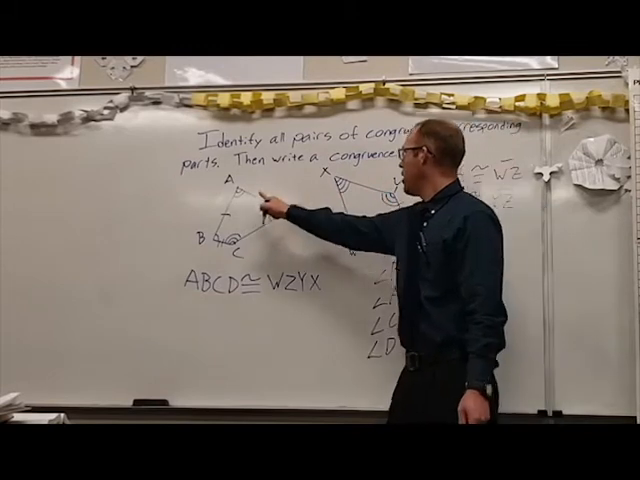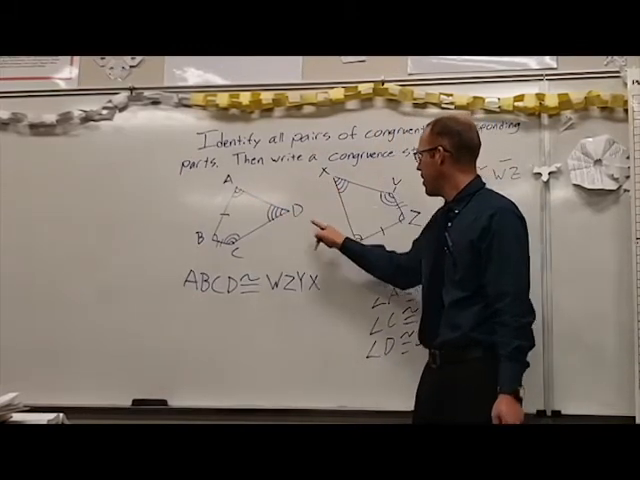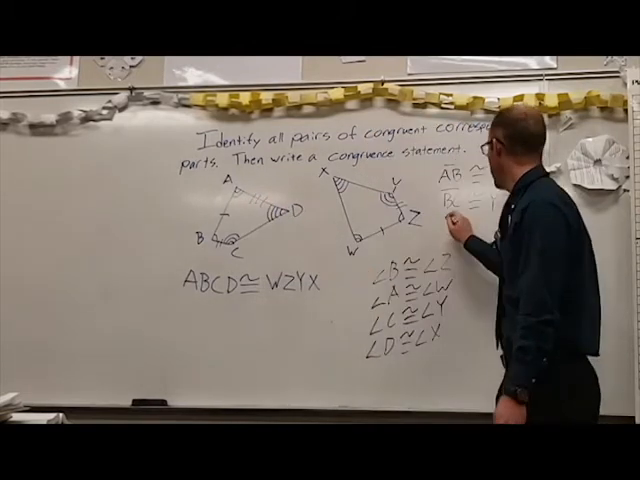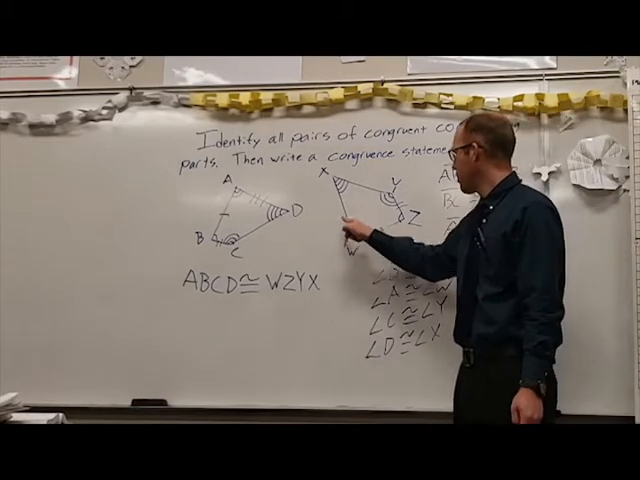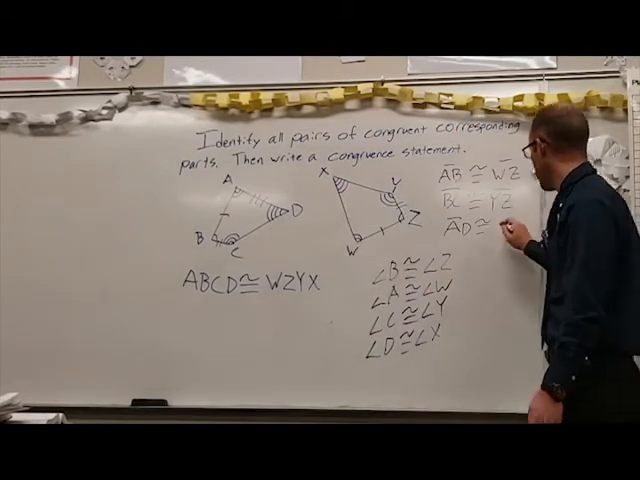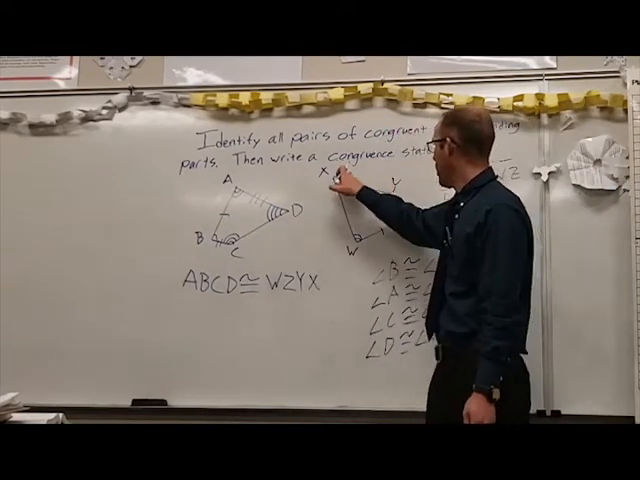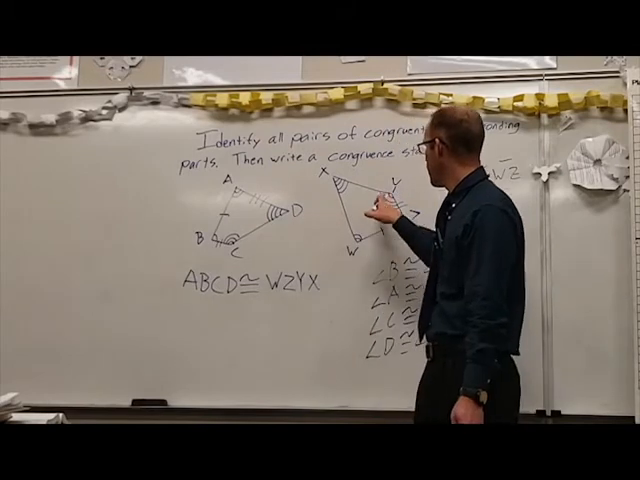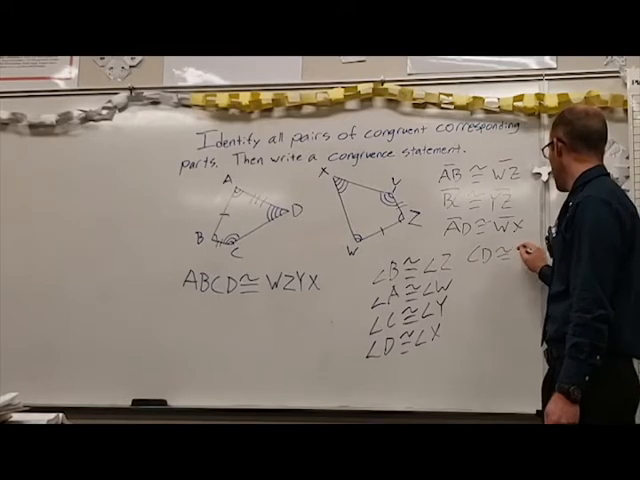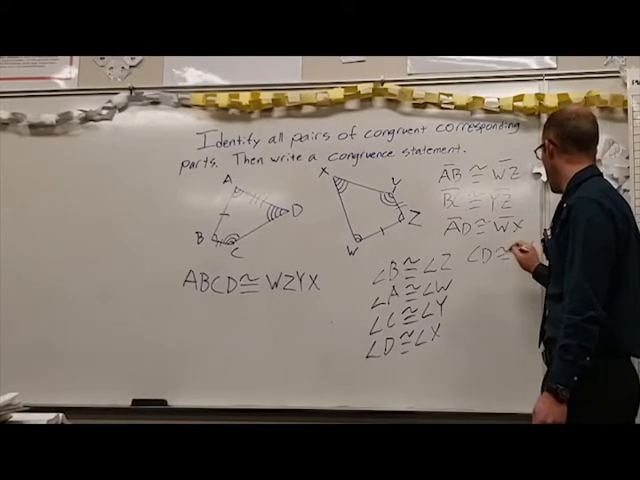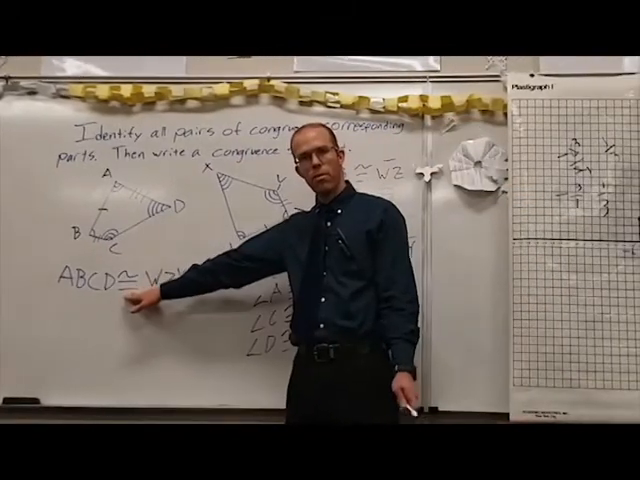So we have BC is congruent to YZ. Let's do AD going from 2 to 4. 2 to 4, that would be right here. So AD is congruent to, the one from 2 to 4 is WX. And our last side, CD and XY are going from 3 to 4, 3 to 4. So CD is congruent to XY.